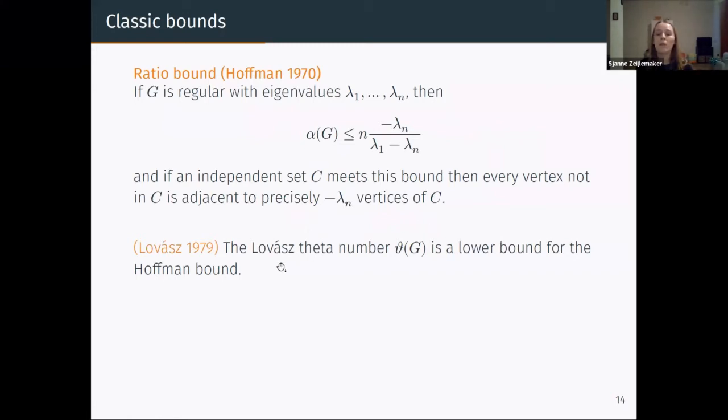Now this bound is related to some other number of a graph that you might have seen before, the Lovász theta number. And this number is a lower bound for the Hoffman bound. So it's basically in between alpha and lower than the Hoffman bound. Now, the reason that this ratio bound is still very much used is that it's much easier to compute, as you can see. So this Lovász theta number actually requires some semi-definite programming, where here we just fill in some numbers.